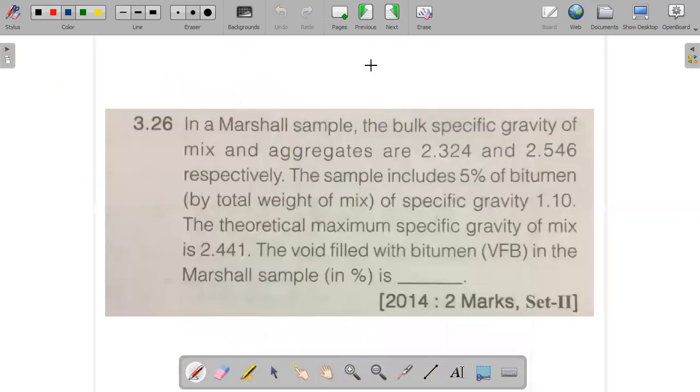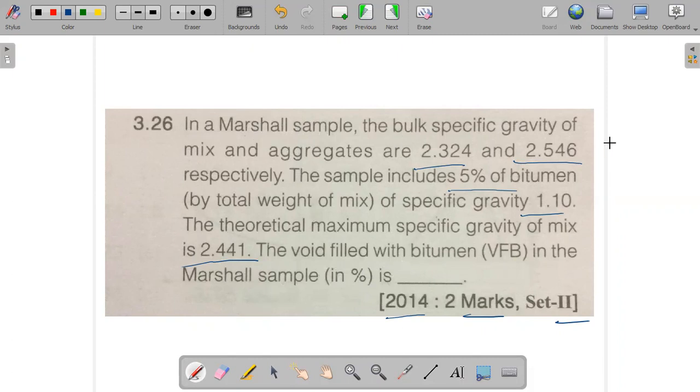Okay, let's move on. Our next question, which was asked in GATE 2014 of 2 marks in set 2. In a Marshall sample, the bulk specific gravity of mix and aggregate are 2.324 and 2.546 respectively. The sample includes 5% of bitumen by total weight of mix, of a specific gravity 1.10, the theoretical maximum specific gravity of 2.441. We need to find VFB in the Marshall sample in percent. Read this question again.